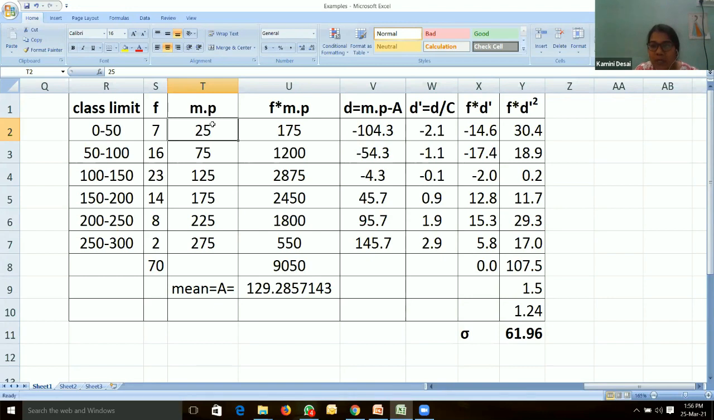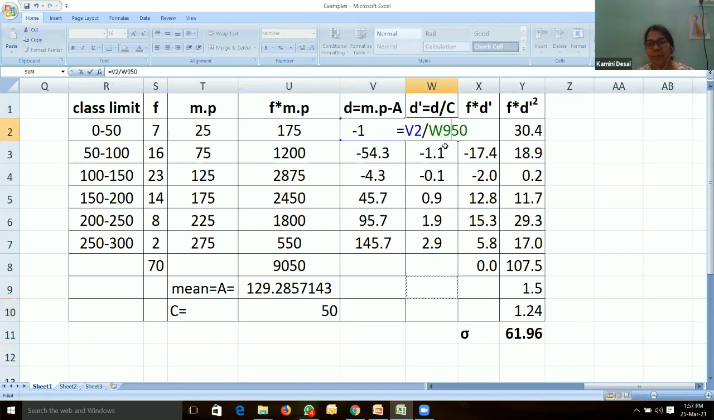I don't think this problem will be done in 4 minutes. How far have you all reached? Did you calculate d? And that C is equal to, what is C? C is here 50, the class interval from 0 to 50 is 50, we kept the interval of 50. So you have to divide it: d dash is equal to this value divided by 50. So here C is equal to 50.